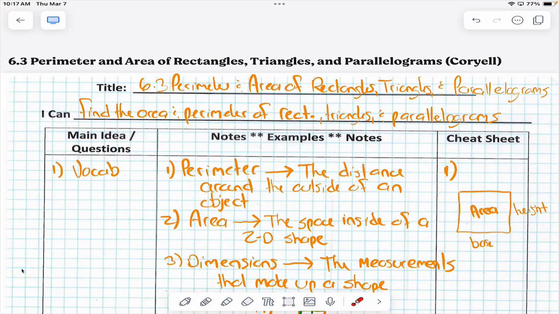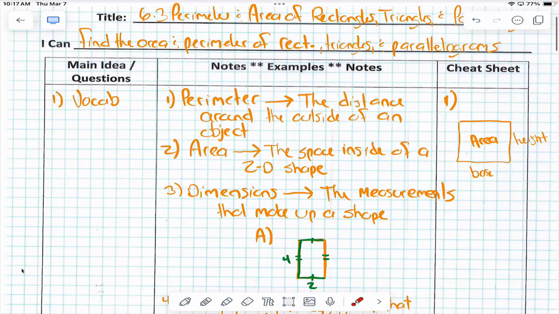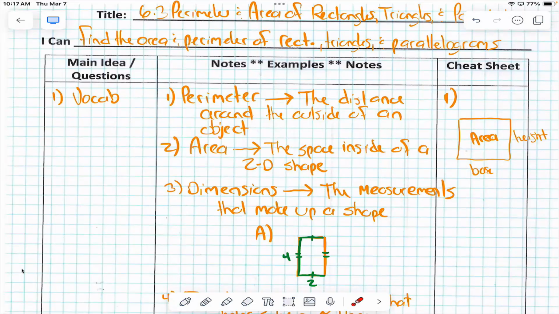Good morning, Coryell's class. Today we finish 6.3, and we're finding perimeter and area of rectangles, triangles, and parallelograms. Are you ready to talk about this? Yes. Perimeter. Perimeter is the distance around what? The outside of an object.